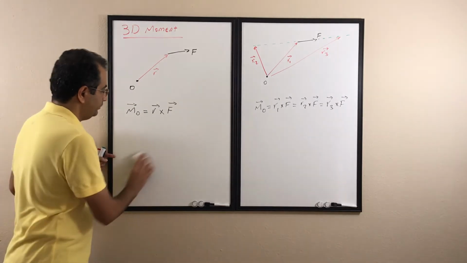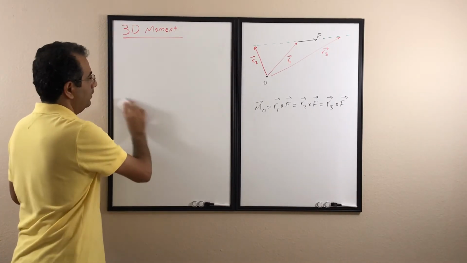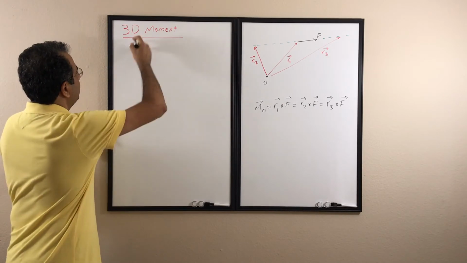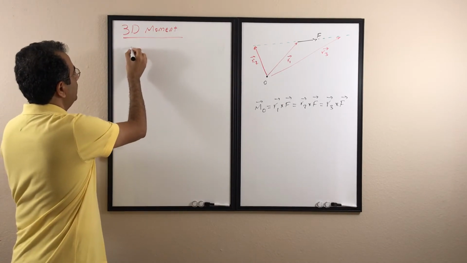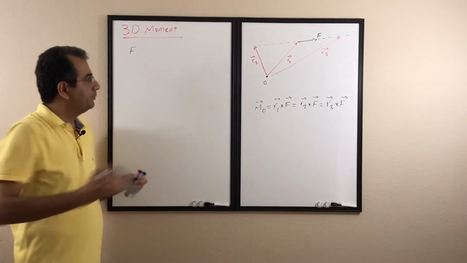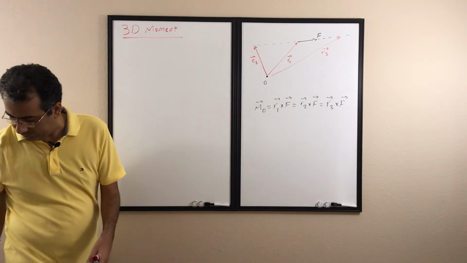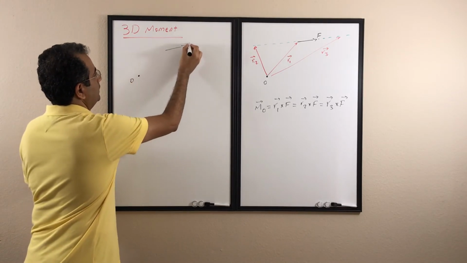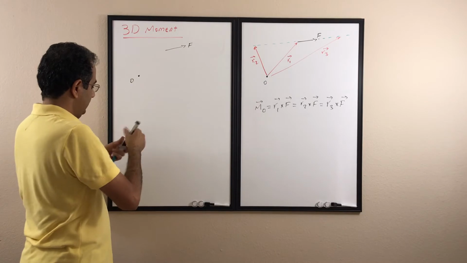How do we calculate the magnitude of the moment vector? As I said, if I have the vector F, let's draw that. So if I have a point O, force F, and the vector R.